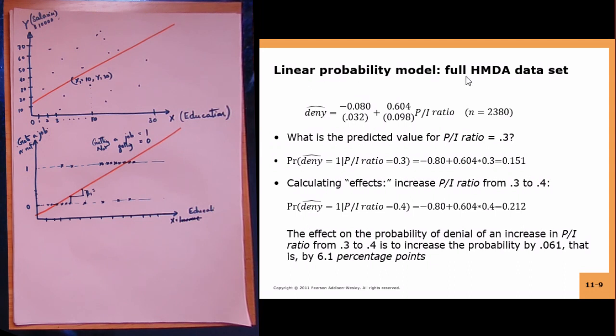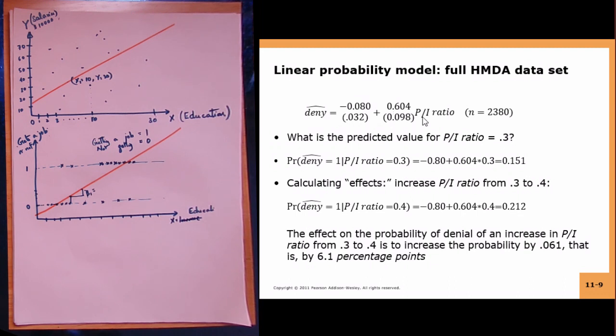So when you estimate this for the full HMDA data set, you get deny hat, that is your dependent variable. You're trying to look at what is the probability that your mortgage application will be denied. That is equal to minus 0.080, this is your intercept, plus 0.604 PI ratio, and these are your standard errors, 0.032 and 0.098. This is for a total of 2,380 data points.